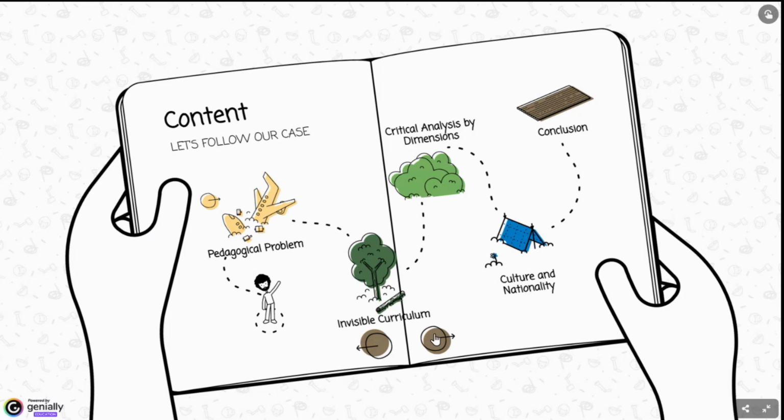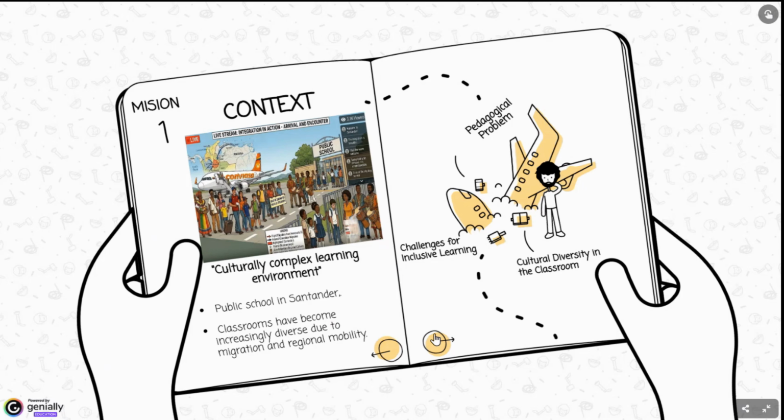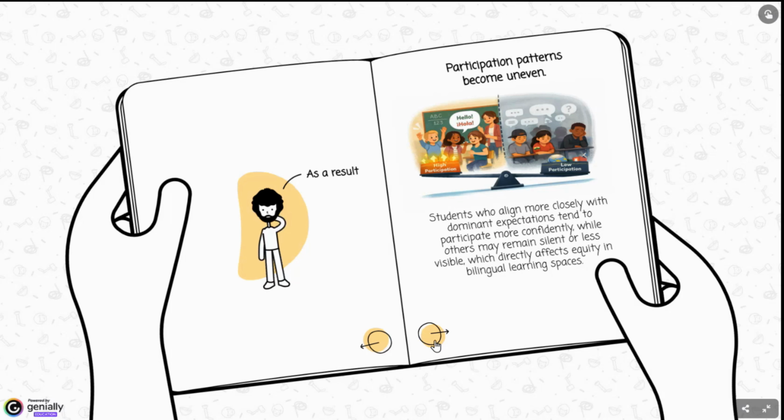Our case is situated in a public school in Santander, where migration and regional mobility have created a culturally complex learning environment. Students bring different linguistic, cultural, and social experiences into the classroom. While this diversity is often valued at a discursive level, the pedagogical problem emerges when inclusive intentions are not reflected in everyday classroom practices. As a result, participation becomes uneven. Some students feel confident to speak, while others remain less visible.